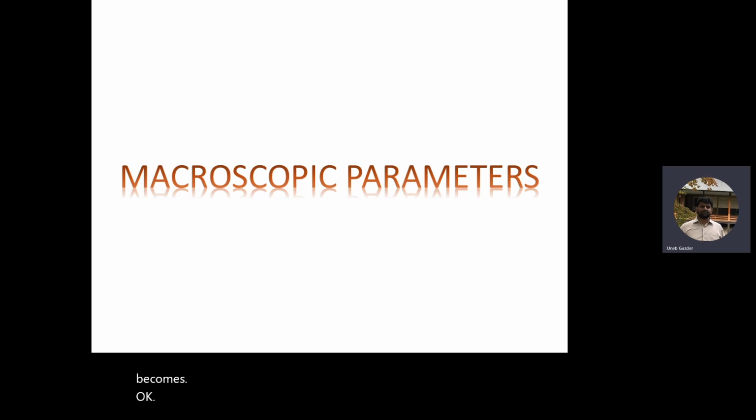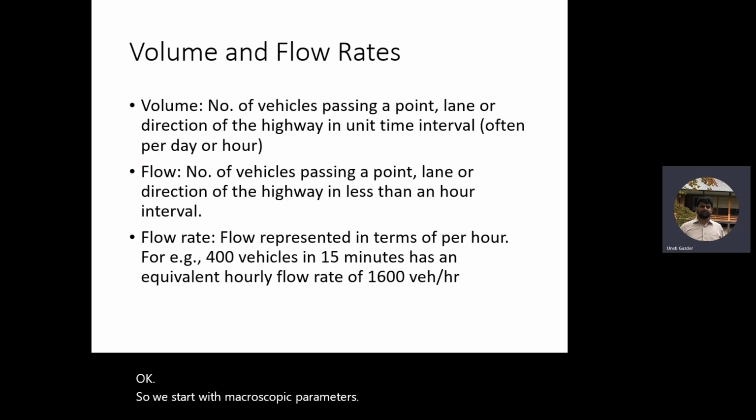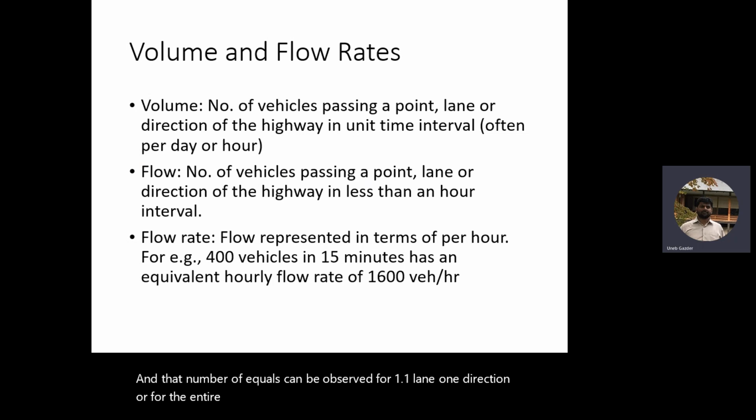So we start with macroscopic parameters. Macroscopic parameter, the first one, again, you already observed is volume. Okay, and volume can be defined as number of vehicles passing a point, lane, or direction of the highway in a given unit of time. Okay, so number of vehicles per unit time, and that number of vehicles can be observed for one point, one lane, one direction, or for the entire highway. Okay, but it's basically a number per unit time, number of vehicles per unit time.